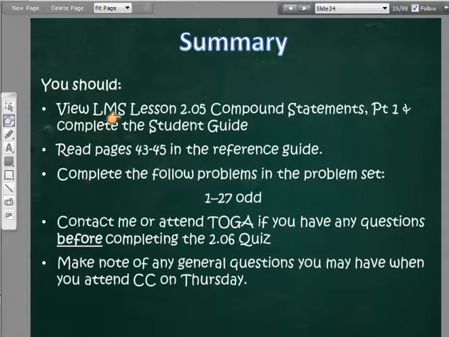Okay. This should say 2.06. You should be reading through that lesson in the LMS, completing the student guide, checking out the pages in the reference guide, and then complete the following problems 1 through 27 odd before you take quiz 2.06. And if there's anything you don't understand, please let me know so that way we can make sure you understand it before you take the quiz.